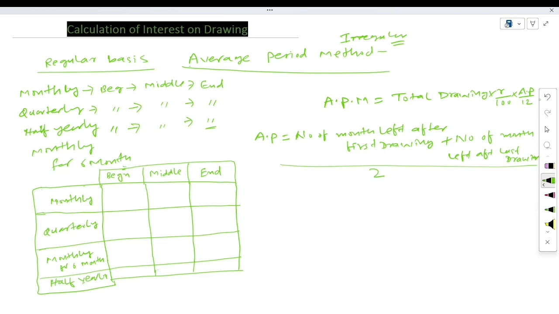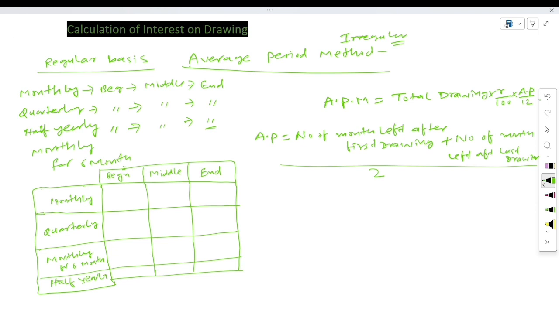We will calculate all these average periods. Because at the time of solving the problem, you will have to calculate the average period. The calculation of average period is compulsory. Okay, understand the calculation of average period, because in this method the main task is the calculation of average period, nothing else. First of all, we will see the monthly.